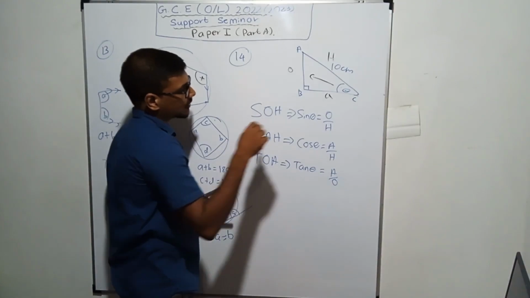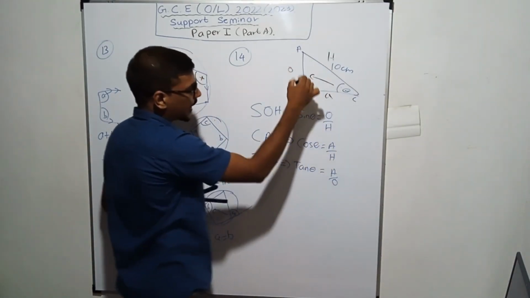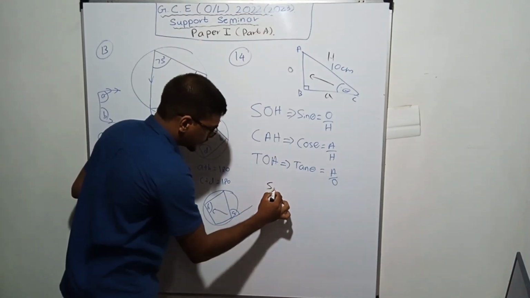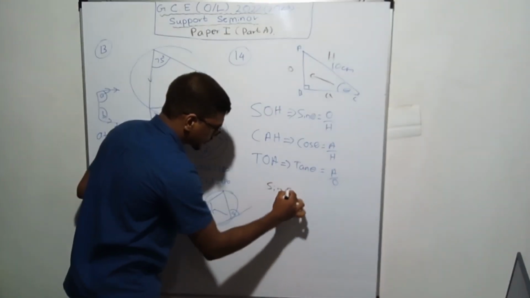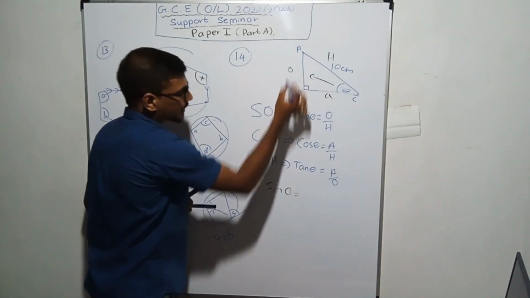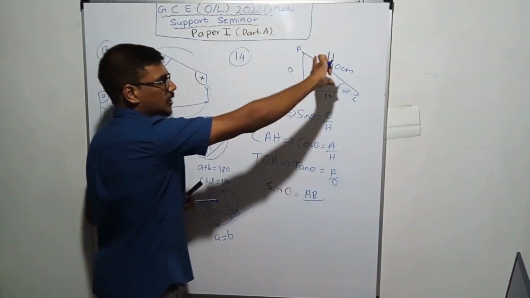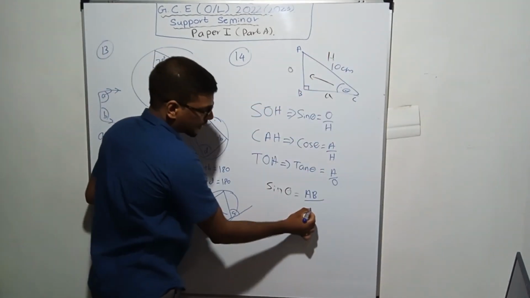Sin theta means what? Opposite over hypotenuse. Opposite is what? According to this theta, it is AB. So I will once again write sin theta equals opposite, which is AB, divided by the hypotenuse. The hypotenuse length is what? 10 centimeters.